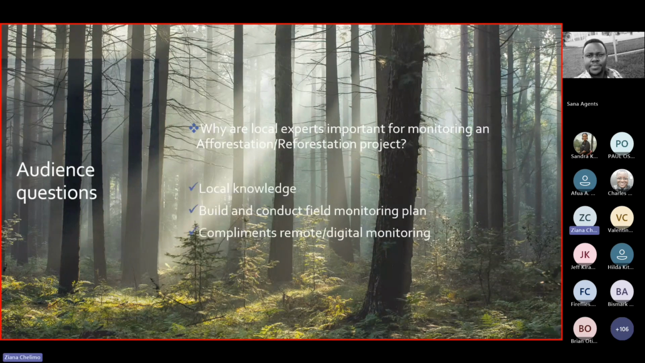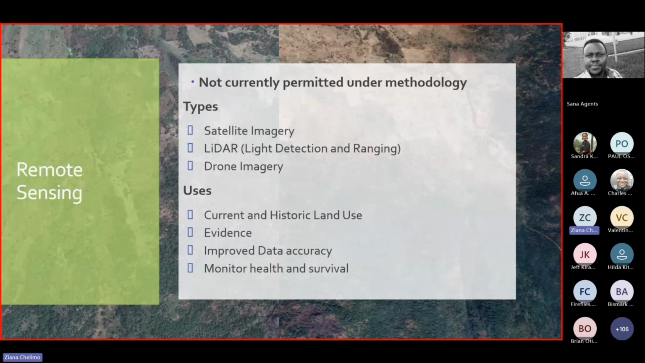Okay. So we engage local experts because they're the ones who have the most knowledge about the locality or the area where the project is being implemented. They can also assist to build and conduct a field monitoring plan, and this can then be used to complement remote or digital monitoring. So in combination with field monitoring, Carbon First chooses to use remote sensing as a way to support the field data as well as reduce monitoring costs.